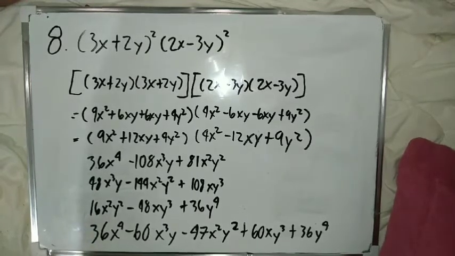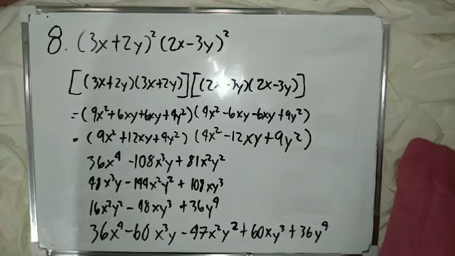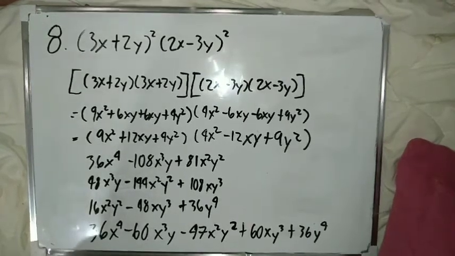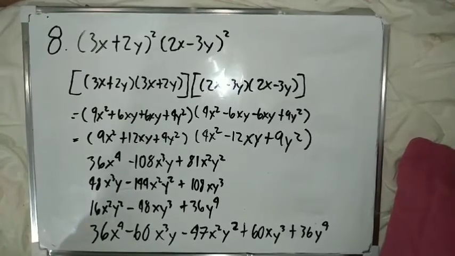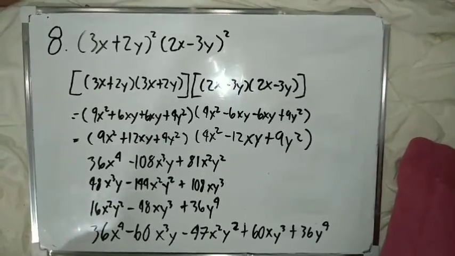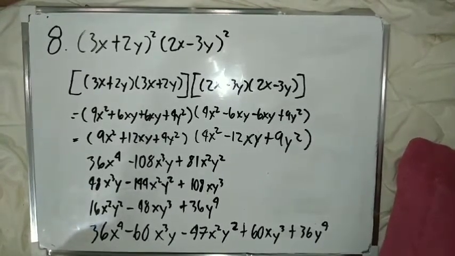So the answer is 48x cubed y minus 144x squared y squared plus 108xy cubed. And lastly, multiply 4y squared to the quantity of 4x squared minus 12xy plus 9y squared. So the answer is 16x squared y squared minus 48xy cubed plus 36y raised to the fourth power.